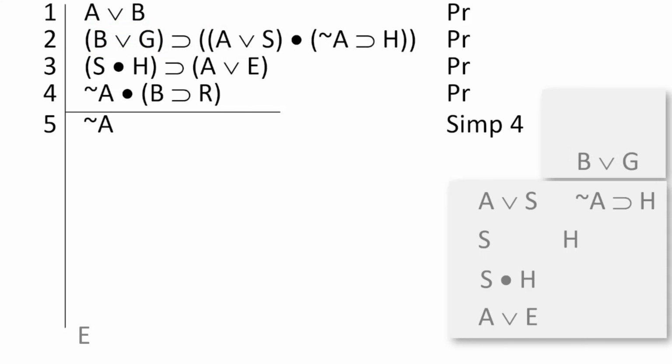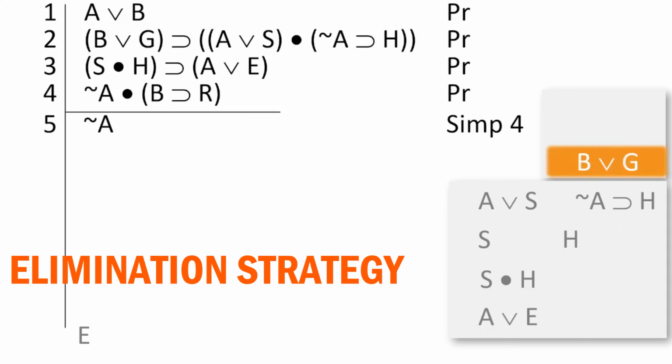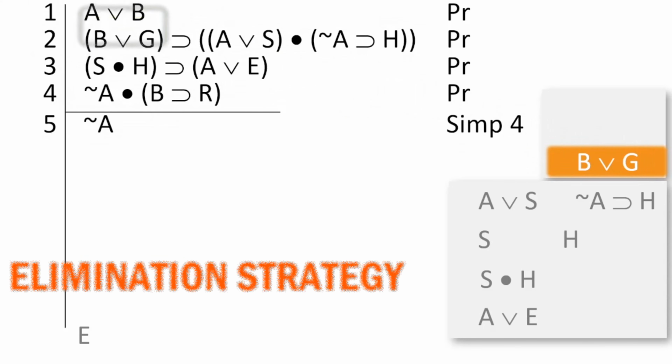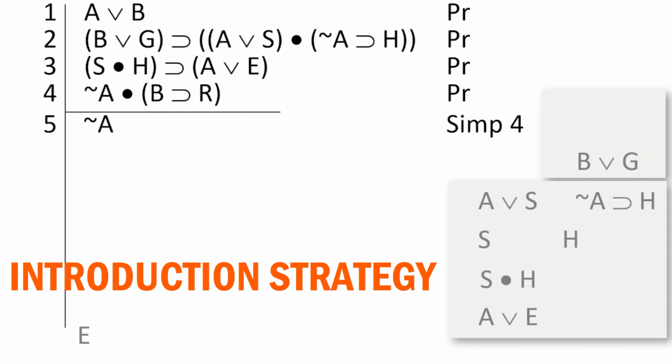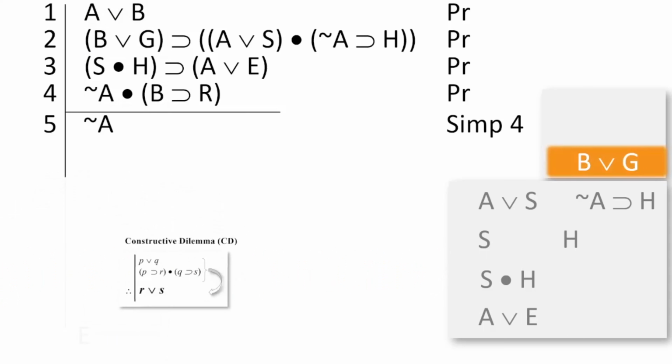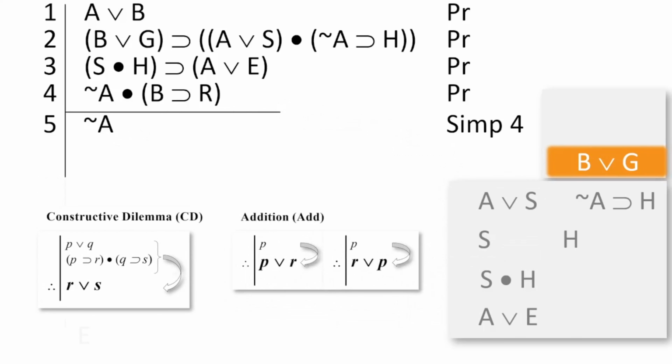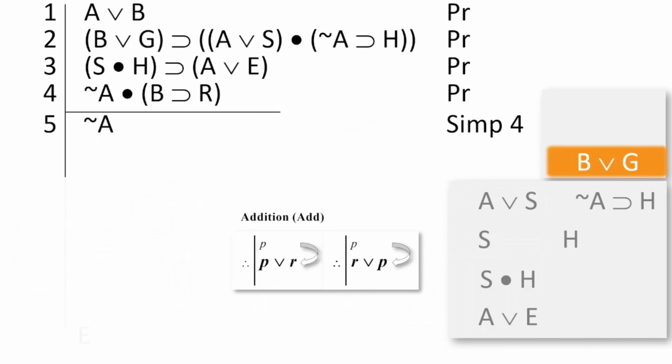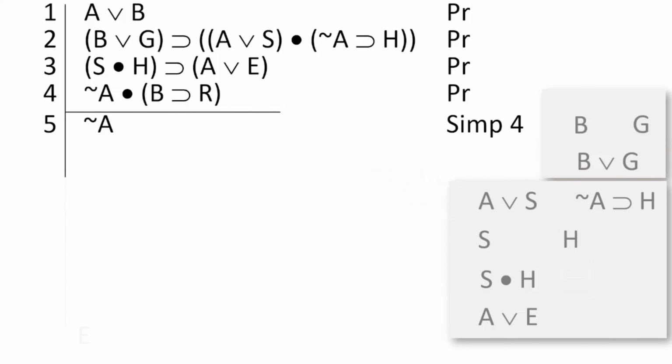The first thing to ask ourselves is whether we can get B or G by elimination. To do this, we screen our premises to try to find where B or G occurs. The only place it occurs is in the antecedent of a conditional, so we know we can't do an elimination strategy to get B or G. We will need to use an introduction strategy, which means that we will need to apply constructive dilemma or addition. Actually, it's always good to try with addition first, because it's a simpler rule to apply. To apply addition, we would need one of the disjuncts on its own, either B or G. Let's try to get B.